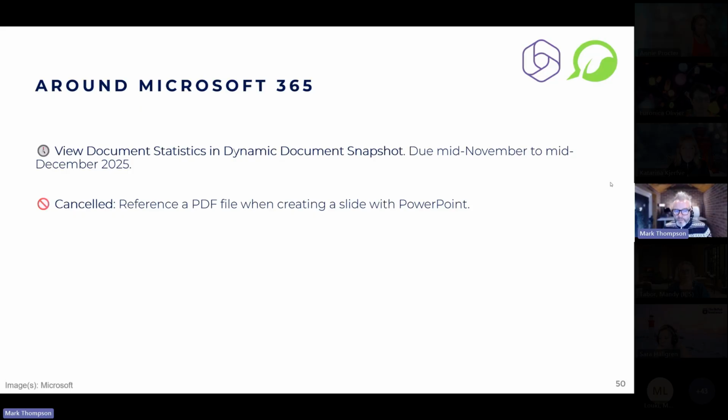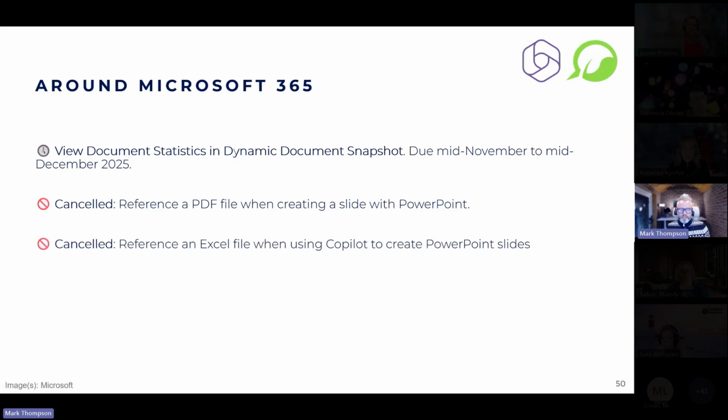Referencing a PDF document when creating a slide in PowerPoint, that's been cancelled. And referencing an Excel file when using Copilot to create PowerPoint slides, that's been cancelled as well. A lot of cancellations, aren't there? And I often say this, in the last year, maybe the last 9 months, I've seen more cancellations and more features go in than I have in the last 3 years. Obviously, the purse strings are tight. Money's tight over at Microsoft, and they're cutting back on all these little features. Really surprised by those last two. Maybe they'll come back. Maybe, but I am really surprised.